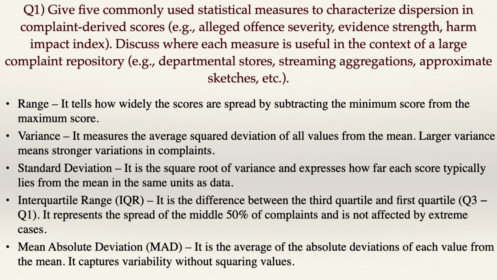It tells how widely scores are spread by subtracting the minimum score from the maximum score. Variance measures the average squared deviation of all values from the mean, and larger variance means stronger variation in complaints. Standard deviation is the square root of variance and expresses how far each score typically lies from the mean or the central value, in the same unit as the data.